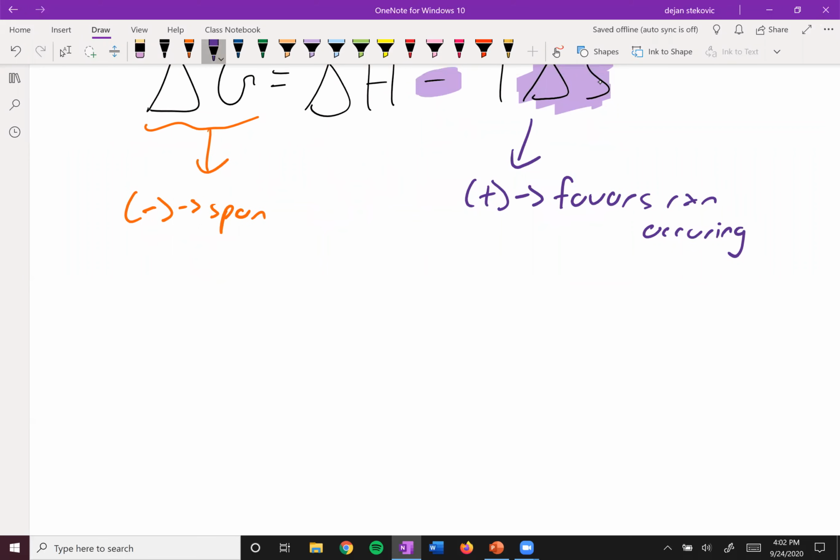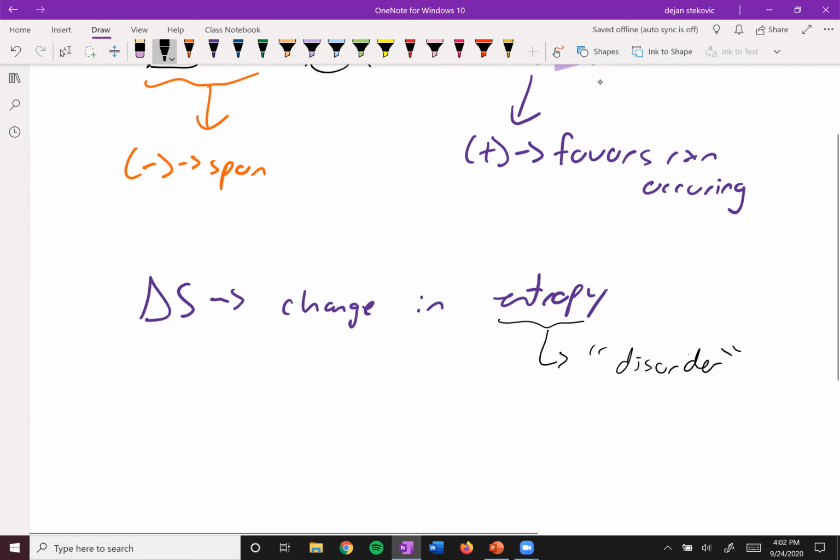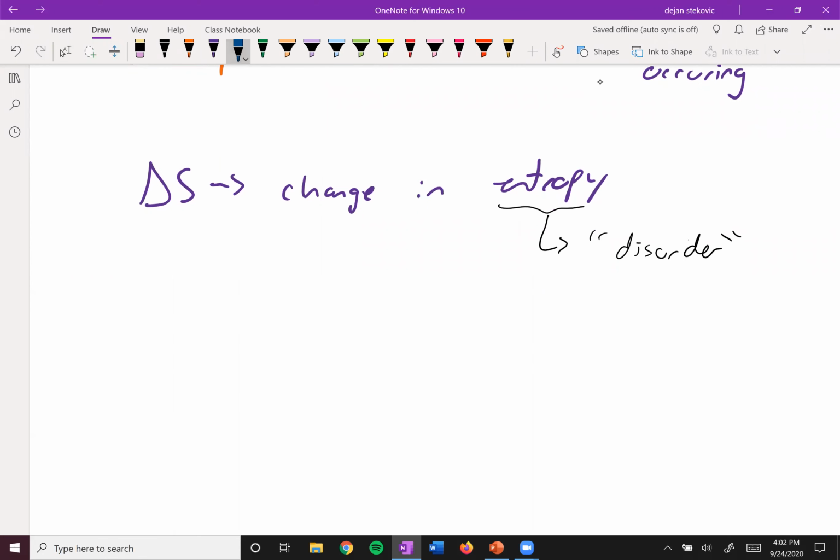And so delta S, if you think back to CHEM112, right, this is the change in entropy. And entropy gets defined as kind of disorder. But really a good way to think about it is the number of microstates, which basically means the number of ways you can organize a system.